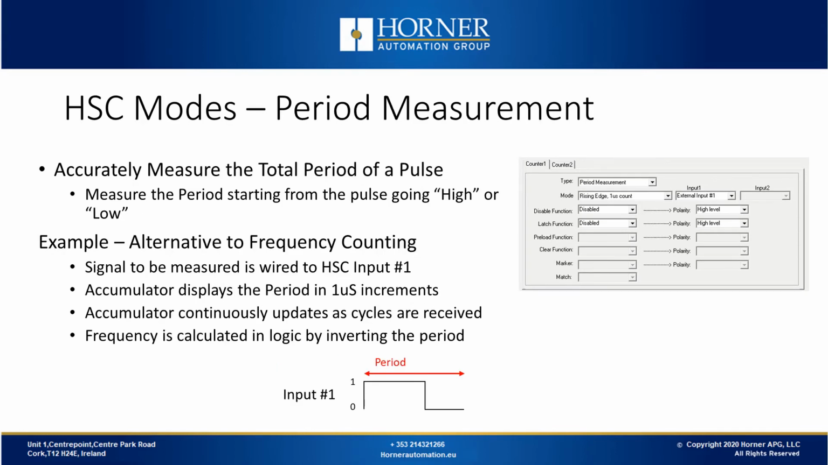Let's talk about measuring the total period of a pulse. We're going to measure the entire on-off cycle of the signal. We set it for a period measurement. We start measuring the period from the rising edge. We could also start measuring the period from the falling edge or the trailing edge. As cycles come in, the accumulator is continuously updated. And as those cycles come in, the period is going to be reported by the accumulator in microseconds.